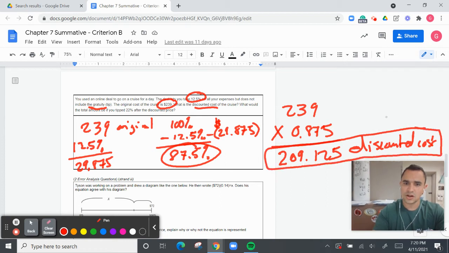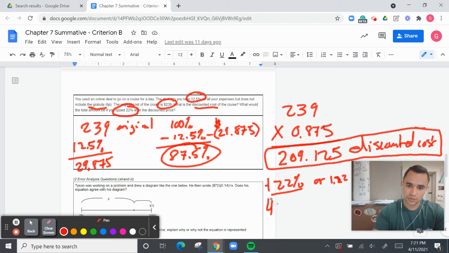All right, that's the discount cost. And then what would the total amount be if you tipped 22% after? So now we're going to add 22% on top of this. So what is 22% on top of that? You can find out what that is, or you can do 1.22. So you can multiply it by 1.22, and that's that multiplier effect.